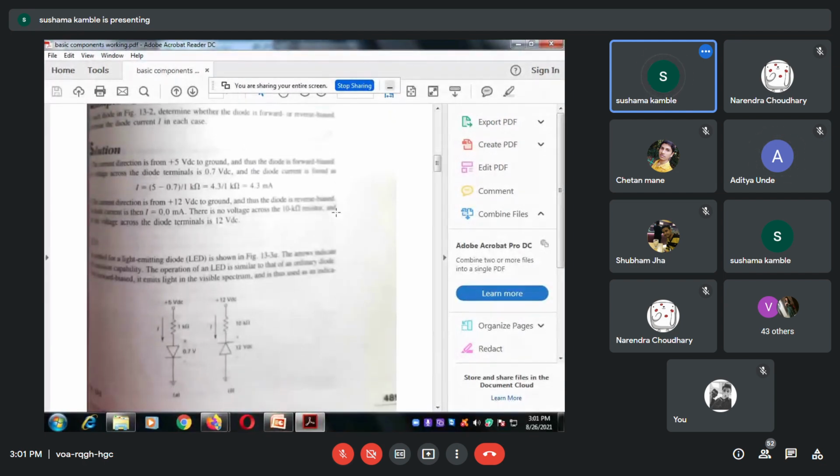Okay. See, so current direction is from plus 12 volt DC to the ground, and thus the diode is reverse biased. So current is now 0 milliampere. So there is no voltage across this 10 kilo ohm resistor, and voltage across this diode terminal is now 12 volt DC. जो सप्लाई दे रहे हो उतना सब वोल्टेज यहाँ पे रहेगा, that will be the 12 volt DC. Okay, this is regarding the diode.